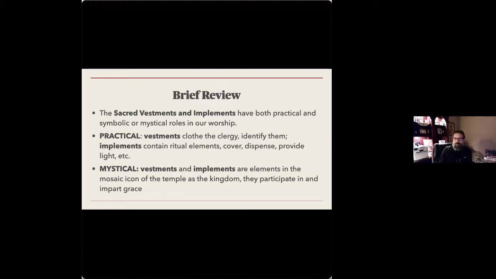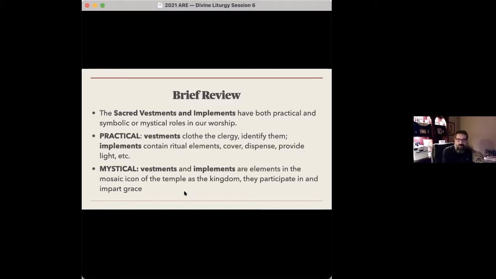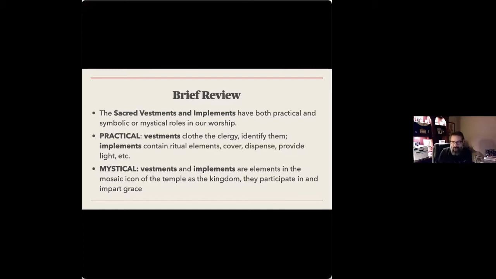So the vestments and implements, as we said last time, are part of what makes that icon come into being, the icon of the kingdom, the living icon that the church becomes in the course of the liturgy. As I worded it here, they are the elements in the mosaic icon of the temple as the kingdom, and they participate in and impart grace. That's why when you come for confession, the priest doesn't just wave at you and say, okay, thanks for coming today. He takes his epitrachilion that he's wearing and places it on your head with his hand and pronounces the prayers of forgiveness and the action of the Holy Spirit.